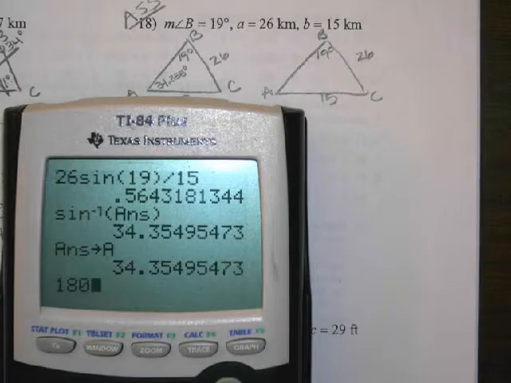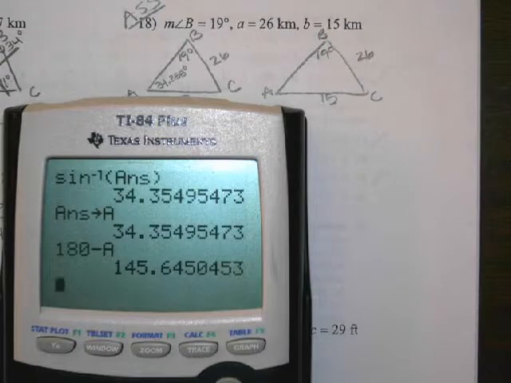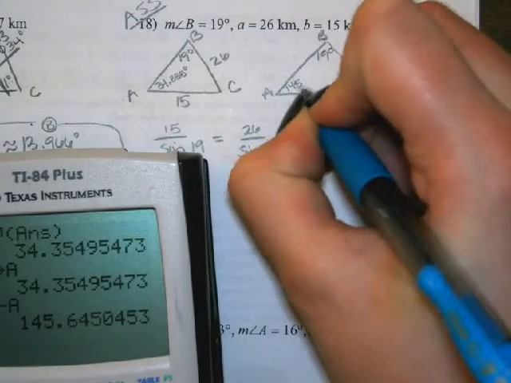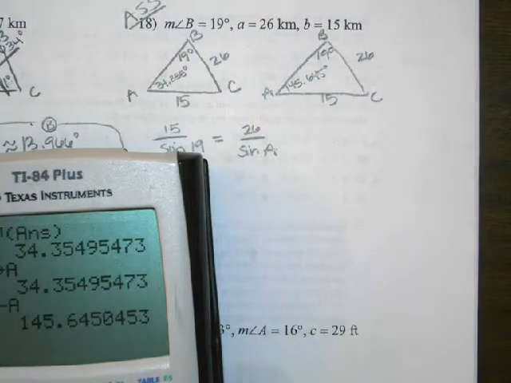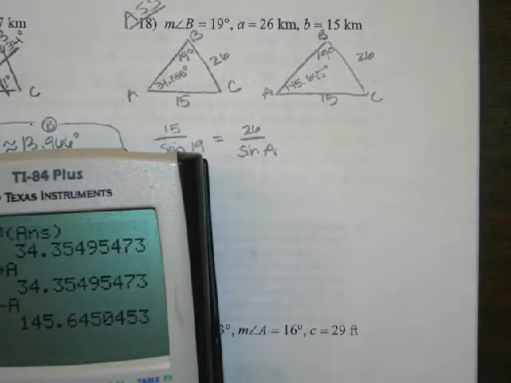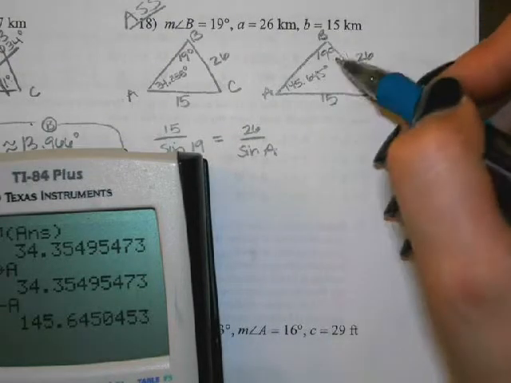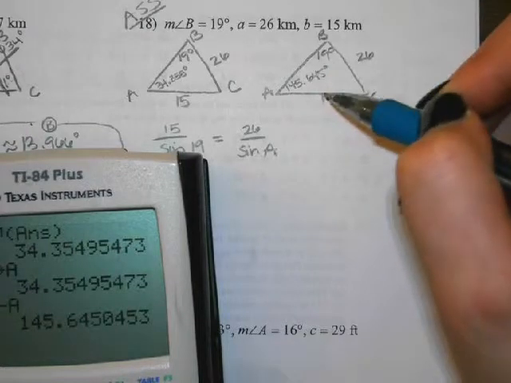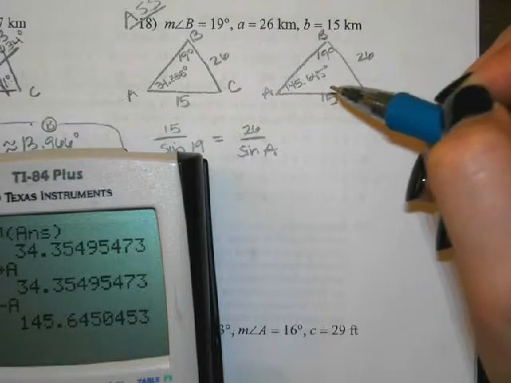Okay, so I'm going to do 180 minus A. And I get 145.645. And what do we notice? It's going to work. Okay, do we see that? Yeah, I hate it when that happens too. All right, so it's going to work. So what does that mean? We got to store this, and we have to solve two triangles.